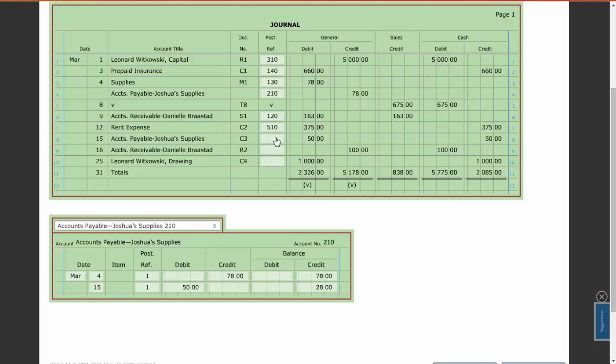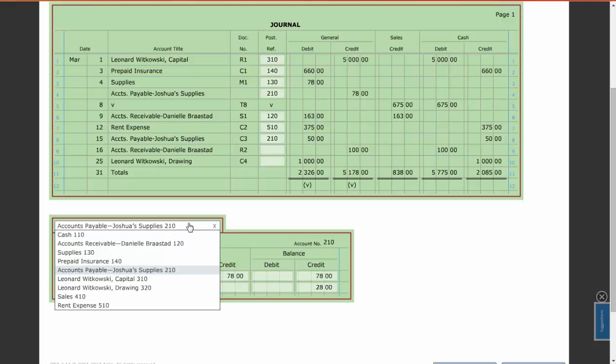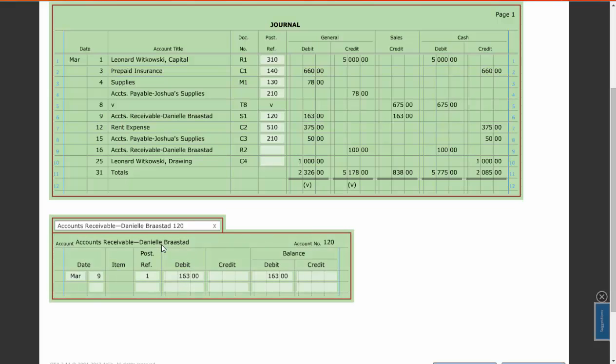Last step is account number 210 back up top. Let's open up accounts receivable Danielle Brasted for line 9. And guess what? Same thing is going to happen on this one. We already have a balance in there, so I have to put the date of the 16th. Post reference is 1, still from page 1 of our journal. I'm going to take my information from my journal, which is this amount right here for accounts receivable Danielle Brasted. Do you see where I'm getting it? This is a credit. This credit goes here on this amount. So this debit and credit column here is just the amount from the journal put there. So I'm going to credit for $100.